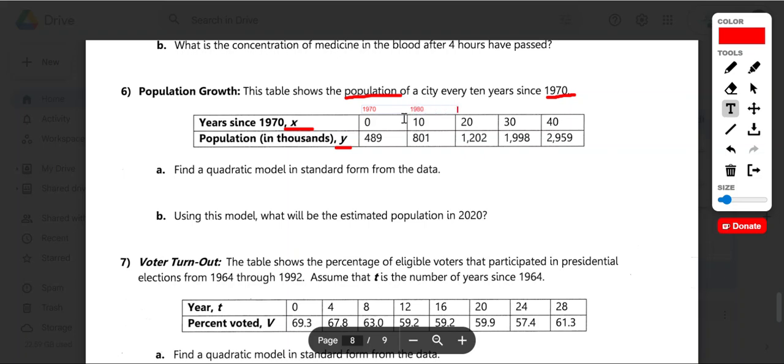Here, 20 years past 1970, it'd be 1990, right? And 30 years past 1970 is the year 2000. And so on, right? 40 years past 1970, 2010. Okay? So that helps us put that in context. Sometimes they'll give you the year and they'll want you to figure it out. Sometimes they'll give you the years since a date and you kind of have to use that information.